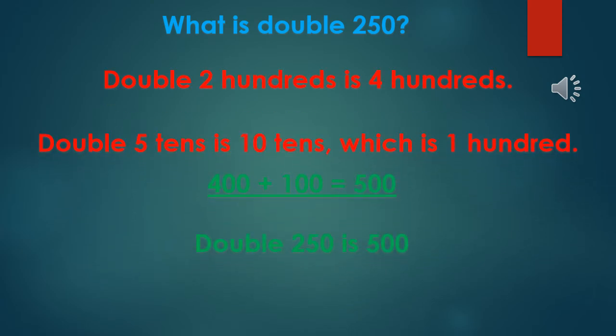Let's go to the next example. We need to double the number 250. Now we have 2 in the hundreds place, 5 in the tens place, and the digit 0 in the ones place. So let's separate the digits.